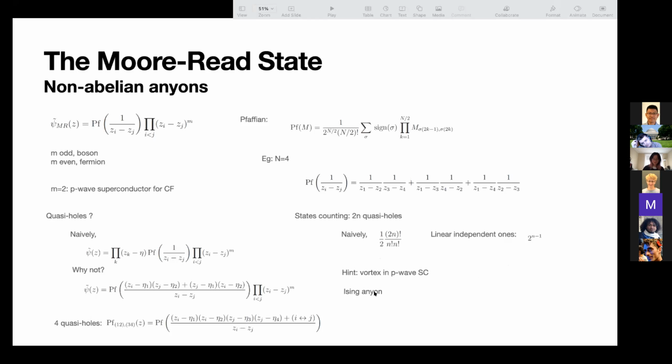And yeah, if you are familiar with the p-wave superconductor, this Pfaffian coefficient is actually the wave function of that superconductor. And these vortices, so these quasi-holes of the Moore-Read states at m equals 2, we'll find later, I probably will not have time to talk about it, are actually called Ising anyons.